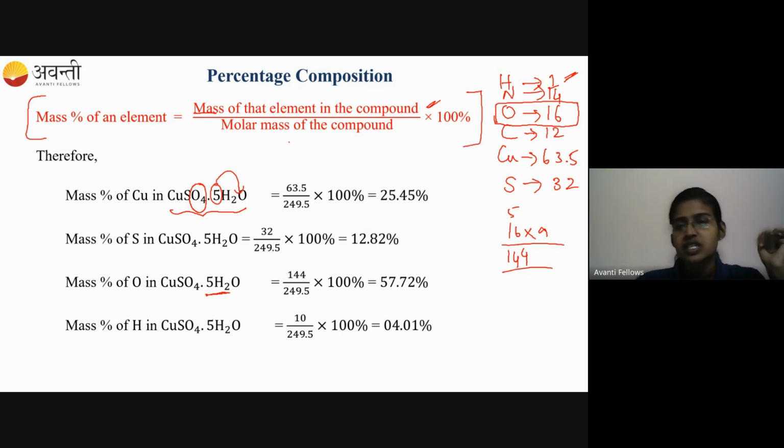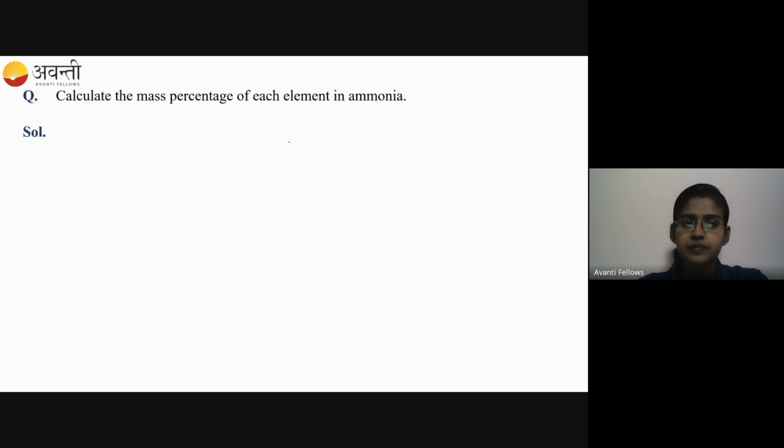So now we will see one question based on this mass percentage. Shall I move on to the question? Any doubt from the formula of percentage composition? Will you all be able to find out the percentage of an element present in a compound? Yes. Okay. So then we'll solve one question.